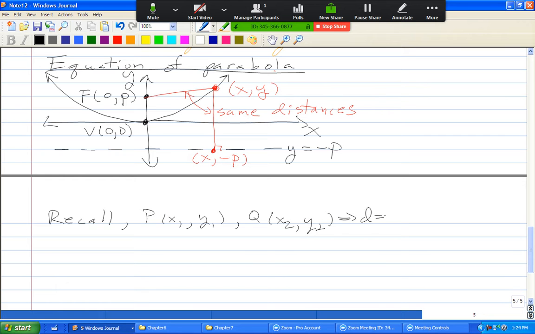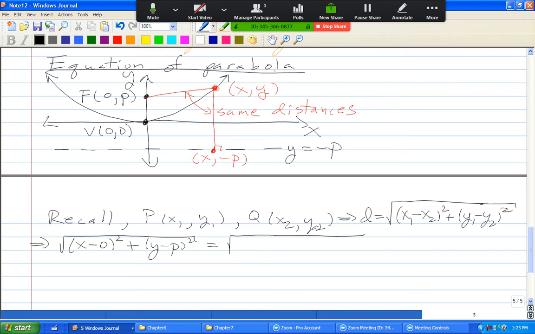Then the distance between these points is just the square root of x1 minus x2 squared plus y1 minus y2 squared. Of course, I could have written it the other way around, x2 minus x1 squared plus y2 minus y1 squared. Okay, so let's find the distance from this point to this other point. So it's the square root of x minus 0 squared plus y minus p squared.